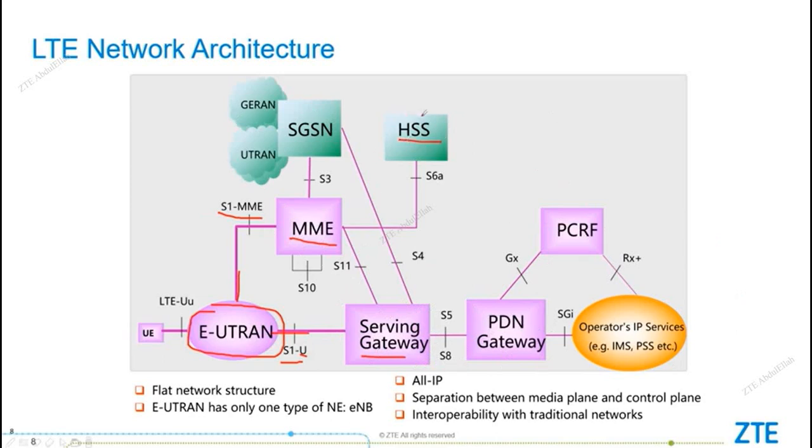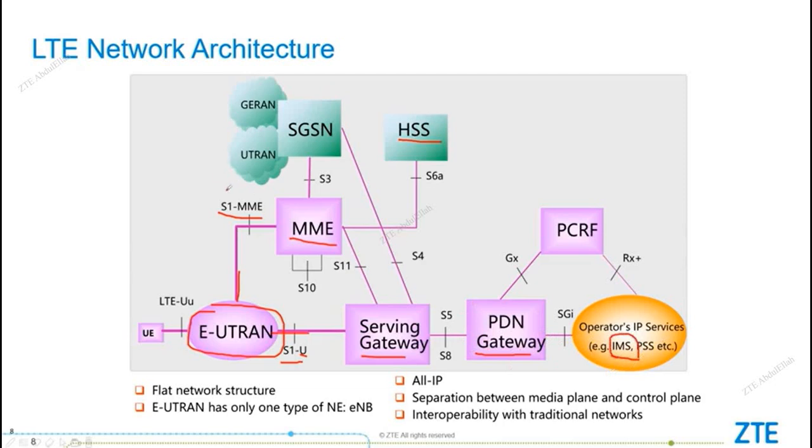HSS is the Home Subscriber Server. You can think of HSS just like the HLR in the 2G and 3G network. And the PGW is used to connect to the internal network and external network. For example, here it can connect to the internet. And also, if we want to support voice over LTE, the PGW also needs to connect to the IMS. Okay, because IMS is used for voice over IP.